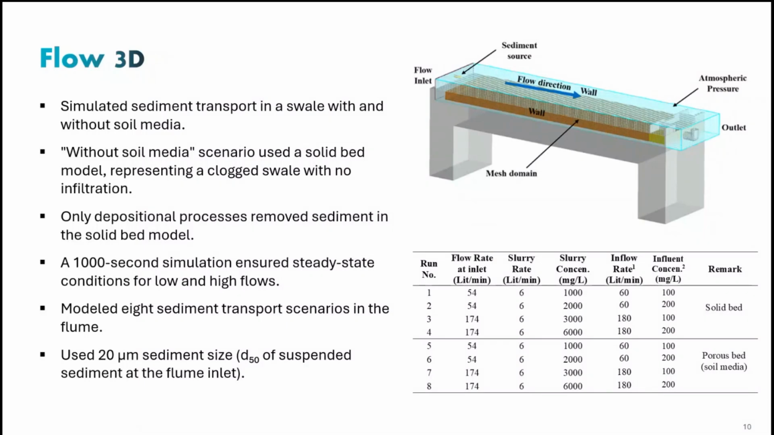For the Flow 3D, we not only look at the flow dynamics in terms of the hydraulics of the flow, we also look at the sediment transport, but in two different scenarios. First, we assume that the biosoil is clogged, meaning that there is no infiltration. If there is sediment trapped by the biosoil, it is just through sedimentation or settlement. So we took the bottom of the flume as a solid surface, and then we ran the scenarios.